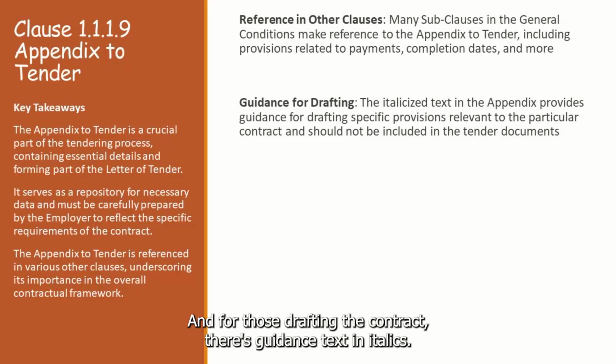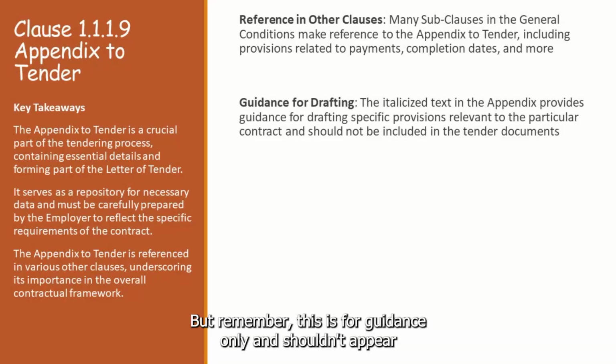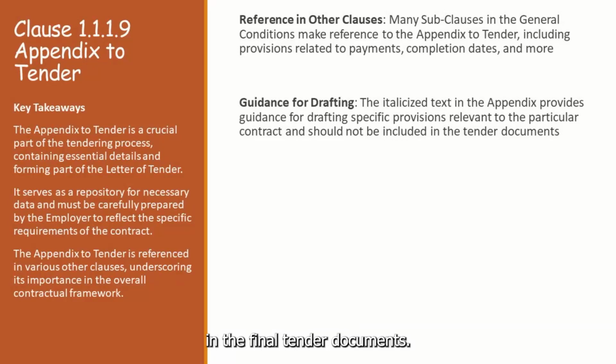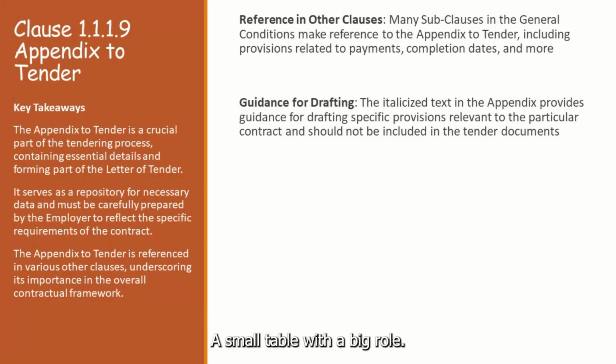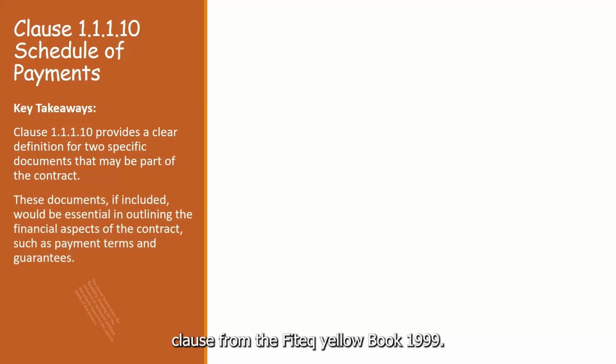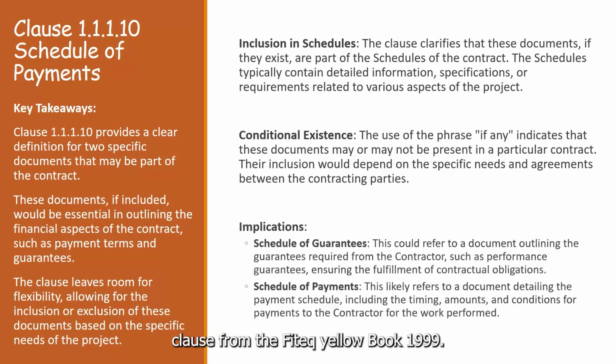And for those drafting the contract, there's guidance text in italics. But remember, this is for guidance only and shouldn't appear in the final tender documents. So there you have it, the appendix to tender, a small title with a big role. It's more than just a document, it's a vital part of the tendering process, reflecting the specific needs of the contract.